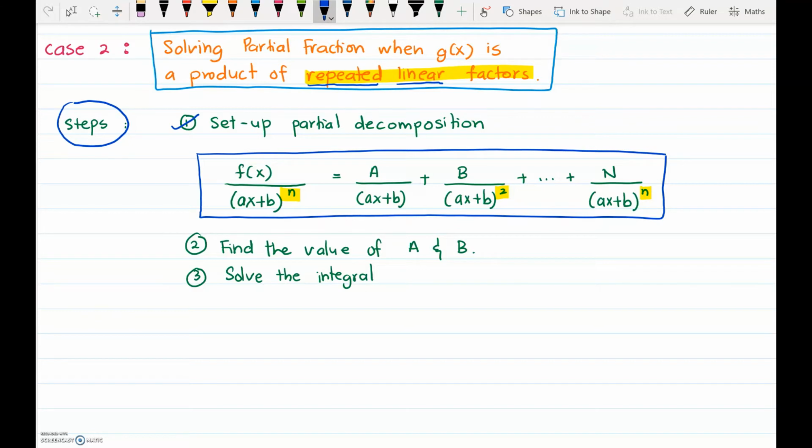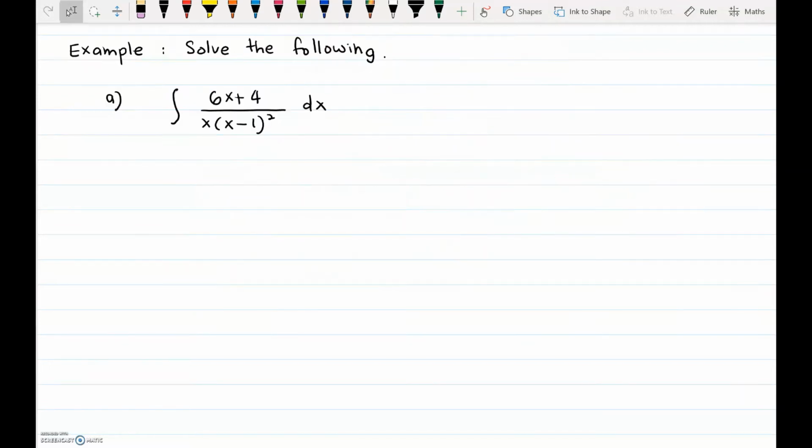Next, the second step, we will find the values of A and B. And lastly, you will solve the integration. Let's see the example. Solve the following integration. The first one we have here is the integral of (6x plus 4) over x times (x minus 1) squared dx.